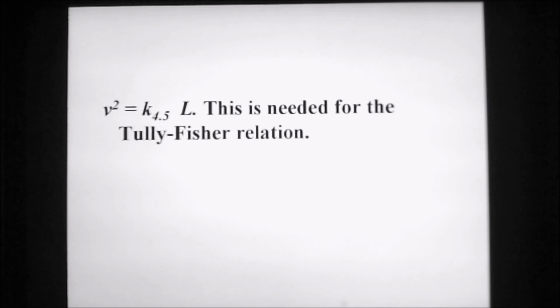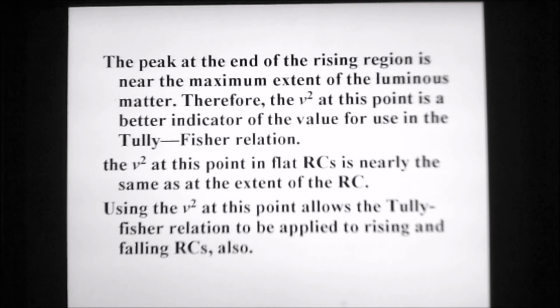This kind of relation is what is needed for the Tully-Fisher relation to determine distance. The peak at the end of the rising region, that is to say the knee, is near the maximum extent of the luminous matter. Therefore, the rotation velocity at this point is a better indicator of the value for use in the Tully-Fisher relation. You remember the Tully-Fisher relation uses the rotation velocity near the end of the rotation curve.